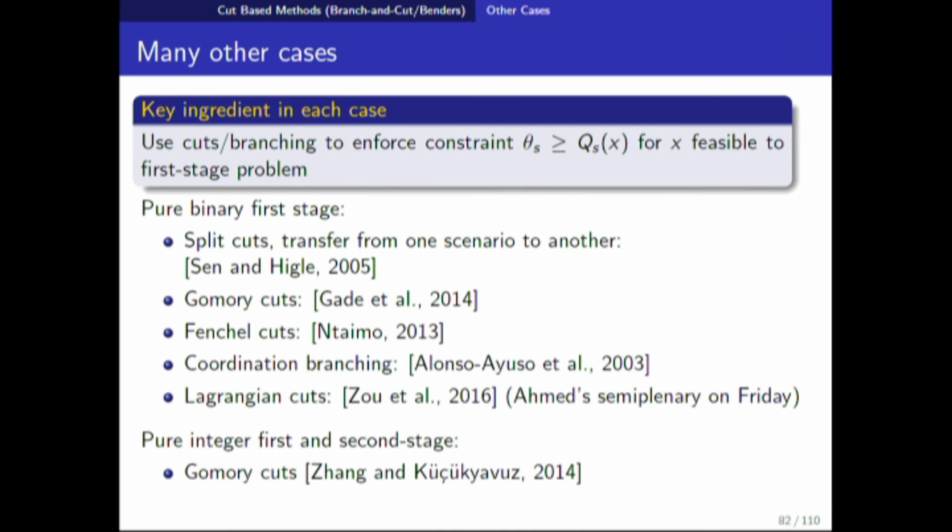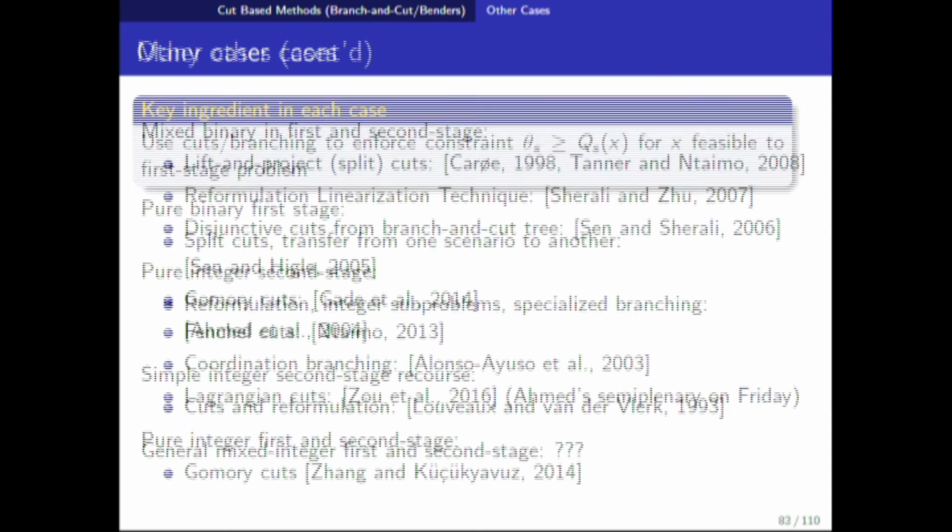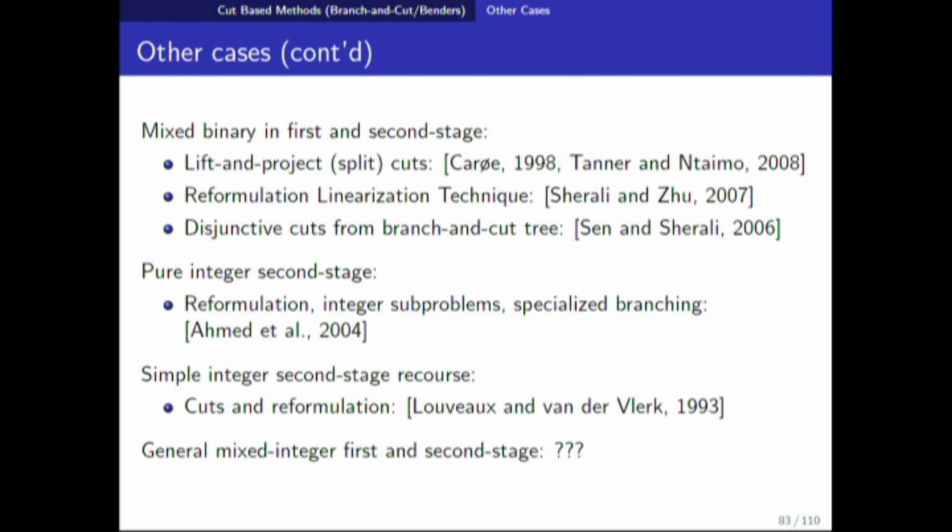If you have pure integer first and second stage variables, then again you could use Gomory cuts to finish things off. If you have mixed binary first and second stage, so all the integer variables are binary but you could have some continuous variables as well, then you can use lift and project or split cuts again. You can use the reformulation linearization technique. You could derive disjunctive cuts from a branch and bound tree. I'm just throwing out words here, but there are all these different cases. If you have just pure integer second stage, but the first stage could be general mixed integer, then there's a clever reformulation you can do with some specialized branching that would eventually finish off the algorithm.